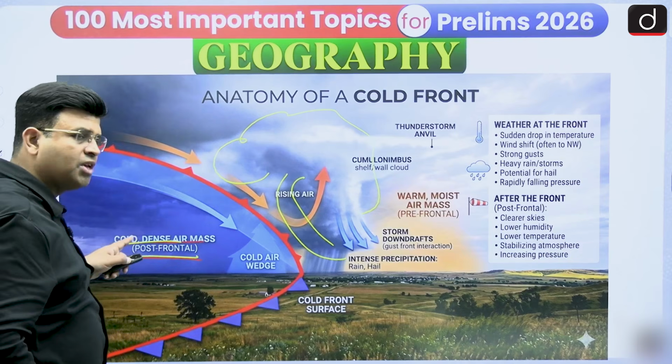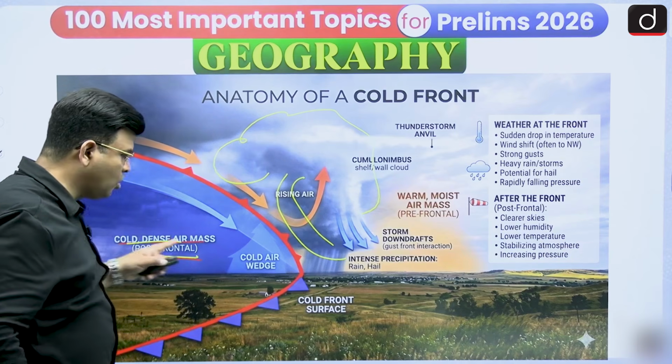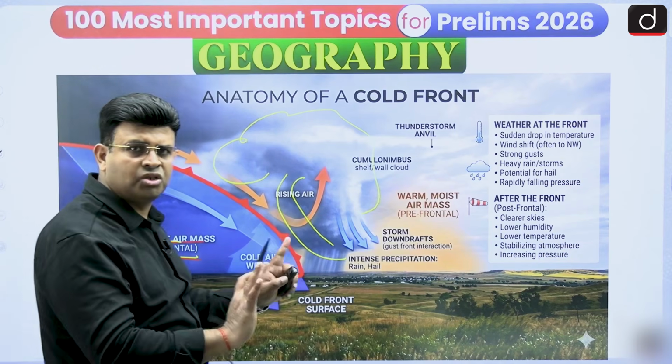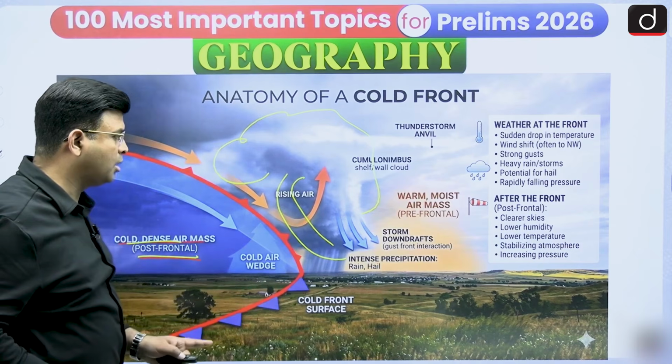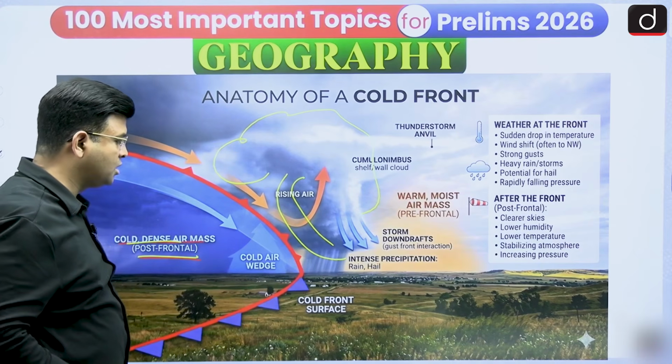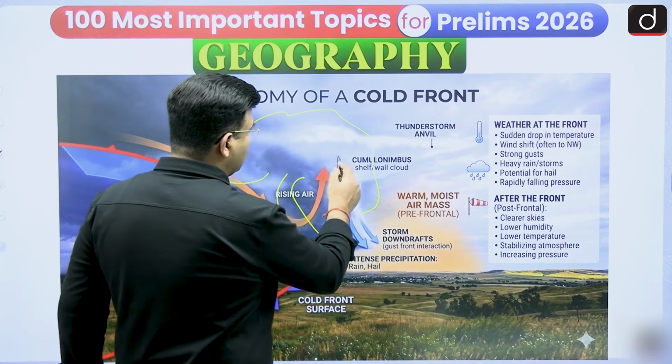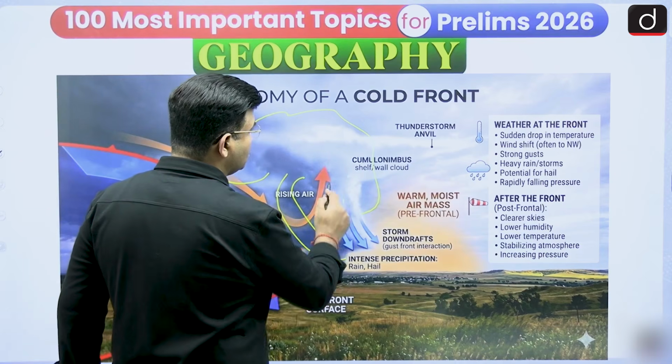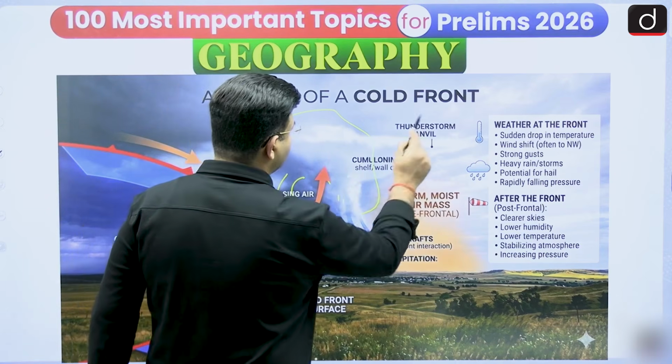But here who is giving more pressure? The cold air mass is giving more pressure and invading into the region of the warm air mass, therefore it is known as a cold front, and there is a cumulonimbus cloud, and heavy rainfall is taking place, and sometimes here cirrus clouds are there.